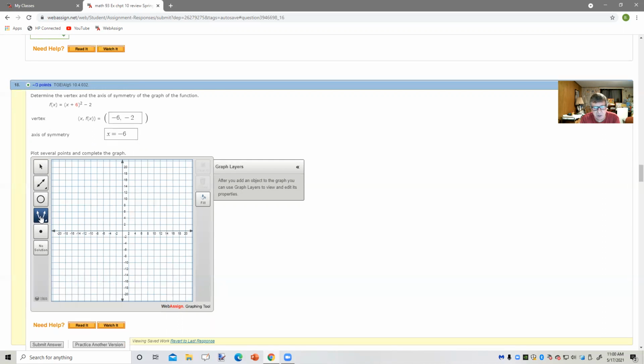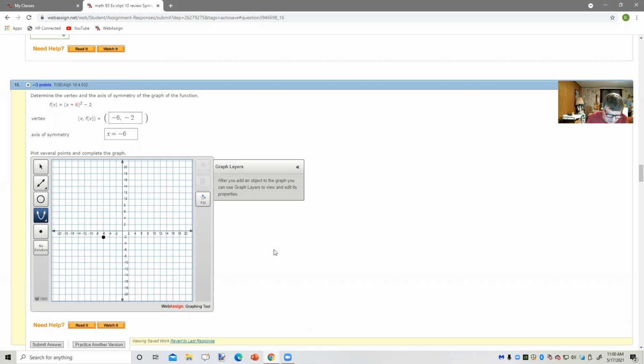If I do some other point first and then the vertex, my graph is not going to be correct. So the vertex is at -6, -2. Now be careful, notice the scale on this problem. Each square is 2 units. So -6, -2 is right there. Okay, now I need to find another point.